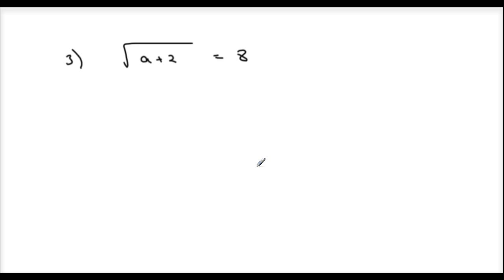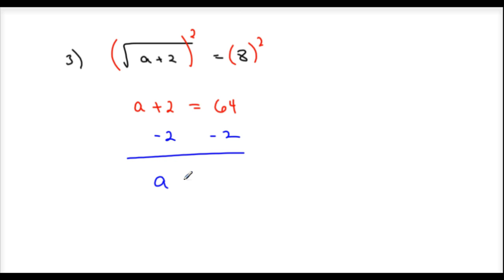Next example, square root of a plus 2 equals 8. So notice, the a plus 2 is all underneath the radical. So I do not subtract 2 here. Okay? So since it's all underneath the radical, simply just square it. So not like the other one. Okay? So now this just becomes a plus 2 equals 8 squared, which is 64. Good. Subtract 2 on both sides, and I get a equals 62.